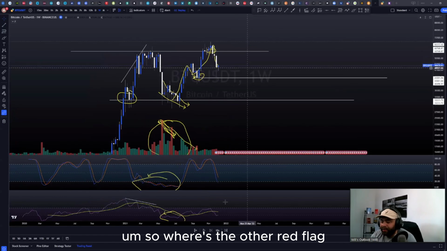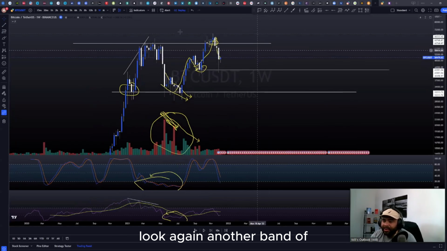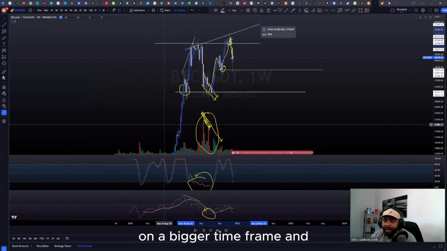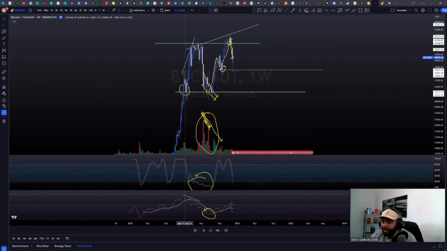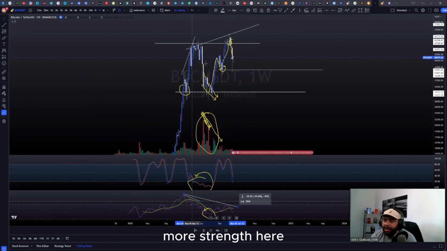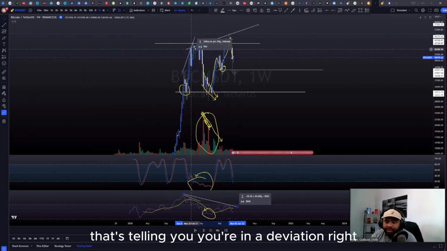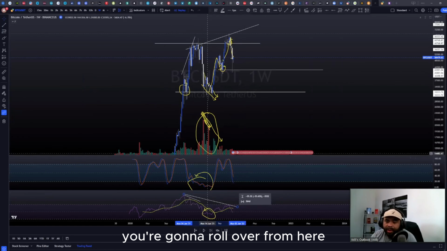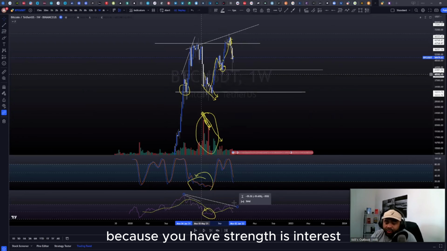So where's the other red flag? Well, the other red flag is this. Look, again, another bear div on a bigger time frame, and you're dropped down right there. You have less strength here, more strength here. That's telling you you're in a deviation, right? And that deviation is basically stating, hey, you're going to roll over from here.